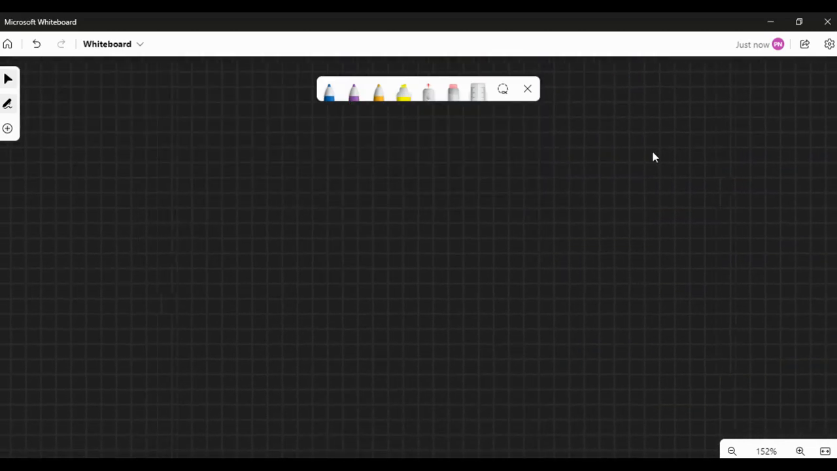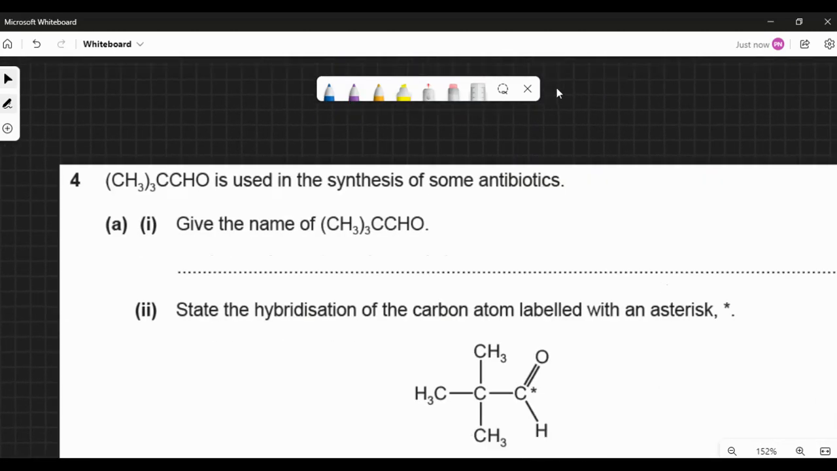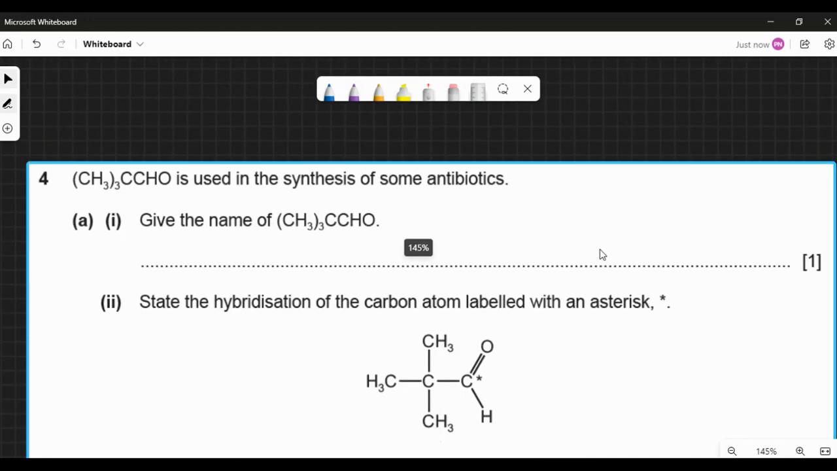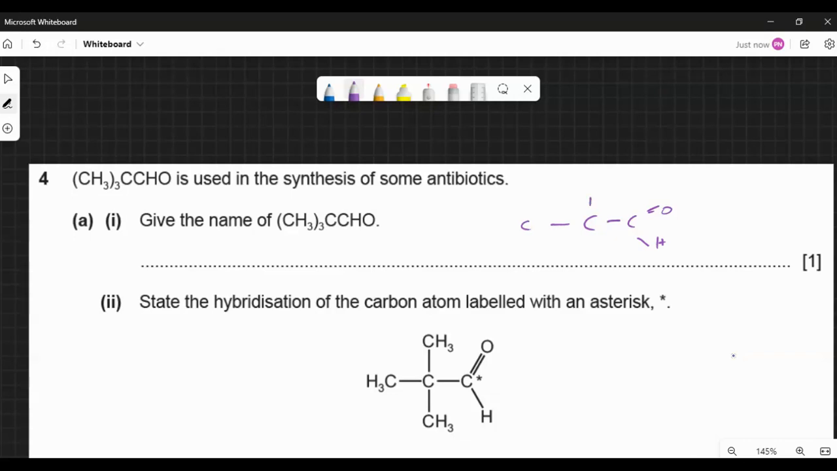Okay, next. Oh, thank God, a bit of organic. The good thing about organic is it's quick. Give the name of that. Well, it's an aldehyde. I don't know the name of that, so I'm going to have to write it out. There's the aldehyde bit, and it's connected to three methyls. So there's one there, one there, one there. That's all I'm going to do. I'm not going to bother with the hydrogens.